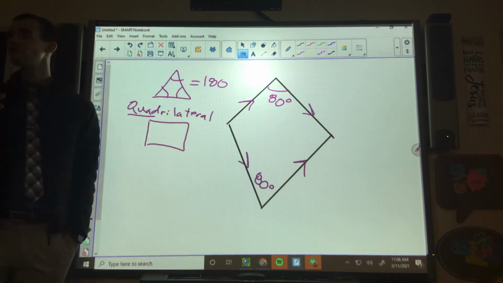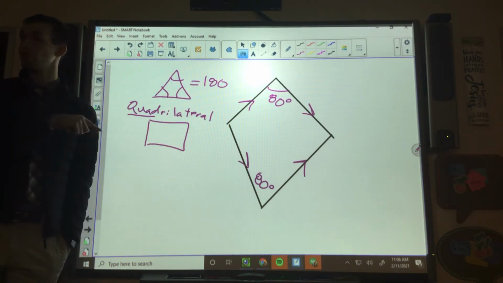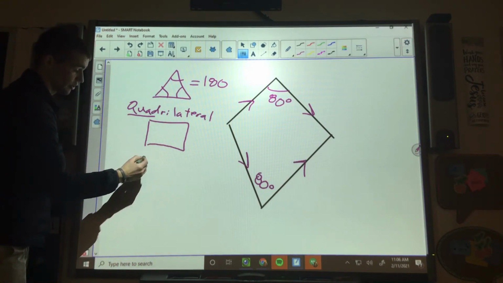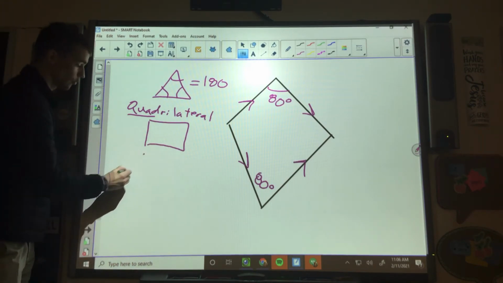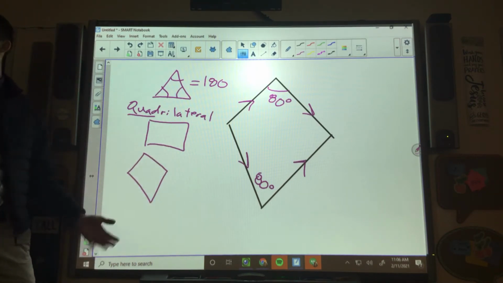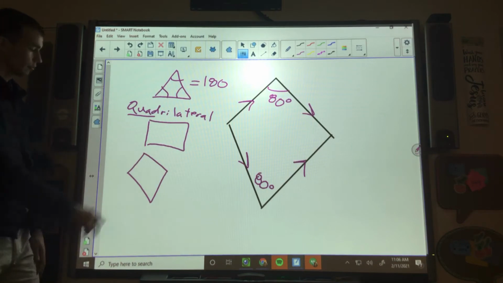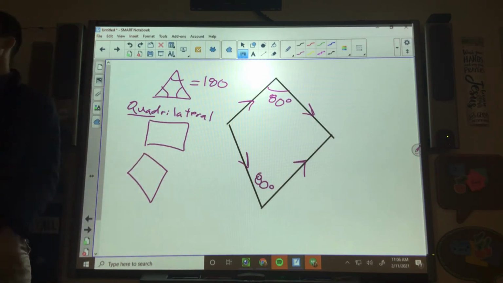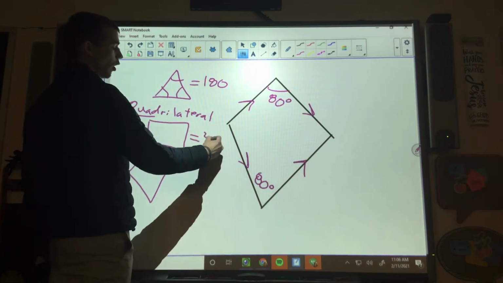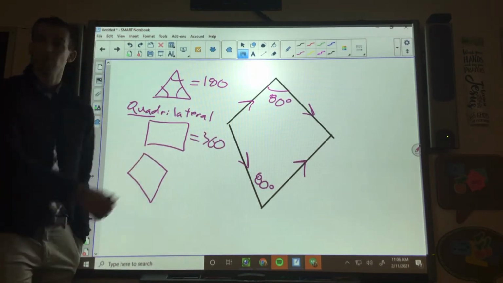So in any four-sided quadrilateral, does it have to be a parallelogram? No. In any four sides, as long as all sides are straight, I can go whoop, whoop, whoop, like this. That's not a parallelogram, but all of those angles are still going to add up to 360 degrees. So in a quadrilateral, all of them add up to 360 degrees.